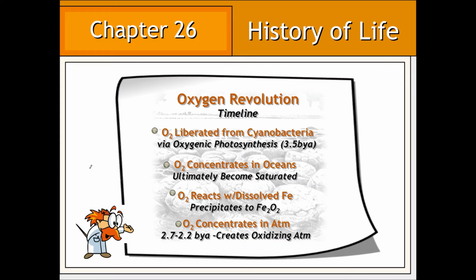During the so-called oxygen revolution, oxygen first begins to concentrate in the oceans. And it's only when the oceans become fully saturated with oxygen that it starts to become concentrated in the atmosphere and establishes the oxidizing atmosphere that we have today.